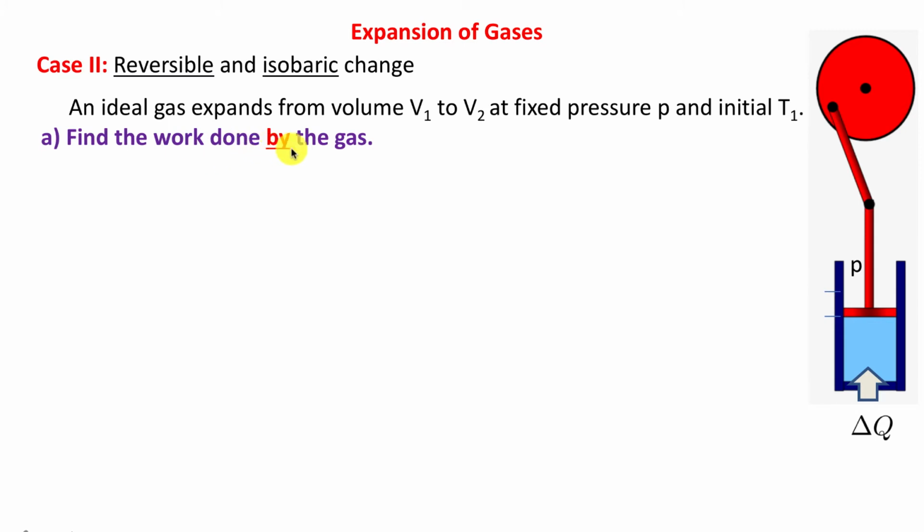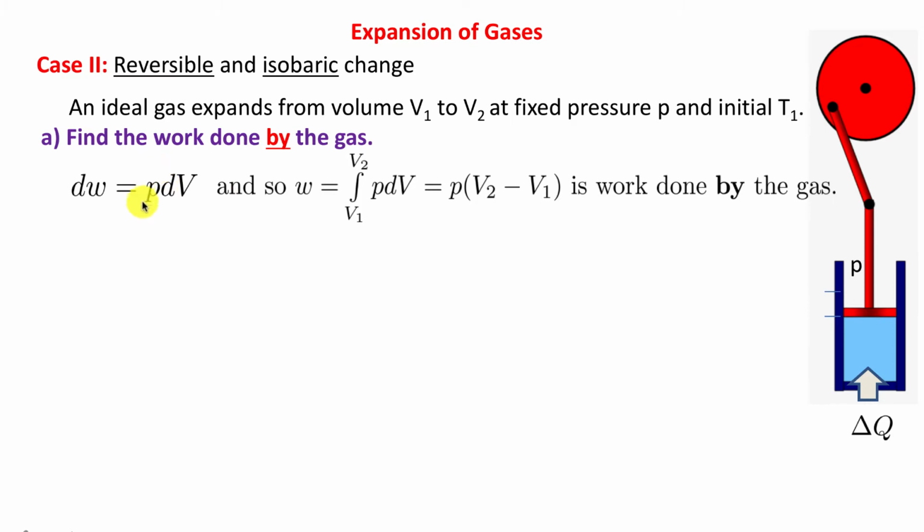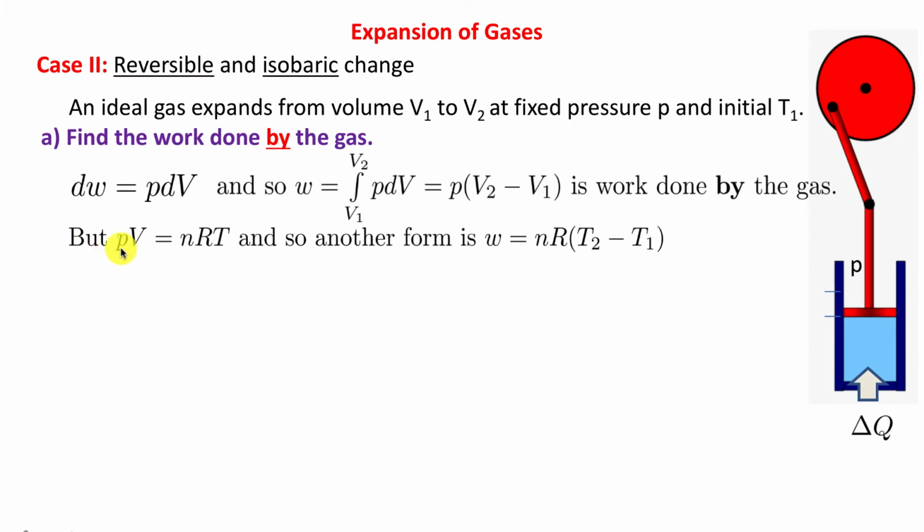Now let's find the work done by the gas. Again, we have the small amount of work done as P times the change in volume. And so, since P is constant, this integral is very easily done. You do P dV from V1 to V2. P is a constant, so you pull it outside, and so you simply get V2 minus V1 times P is the work done by the gas. You can write this in a slightly different form because PV is equal to nRT. So P into V1 is equal to nRT1 and P into V2 is equal to nRT2. So this W can simply be written as nR into the difference in the temperatures.